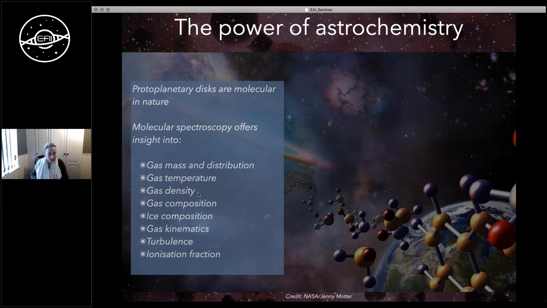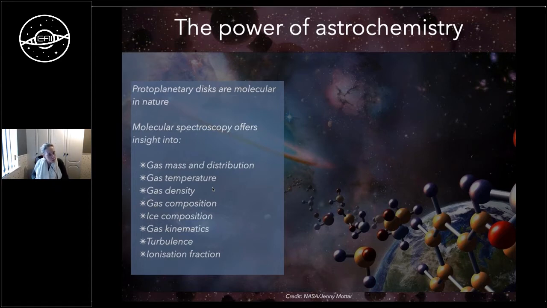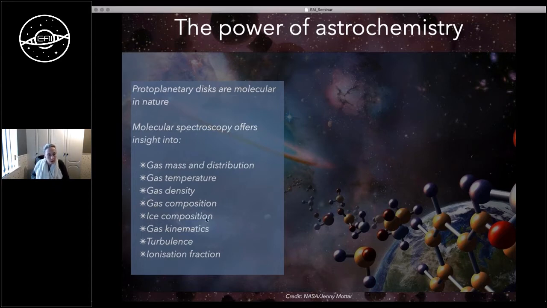We can get information on gas density by looking at dense gas tracers, very much like is done in the interstellar medium. It directly gives us the composition. We know what molecules are there. And the ice composition indirectly as well, because we know that certain molecules are formed only, or predominantly, on the ice, such as water itself, but also molecules like methanol.